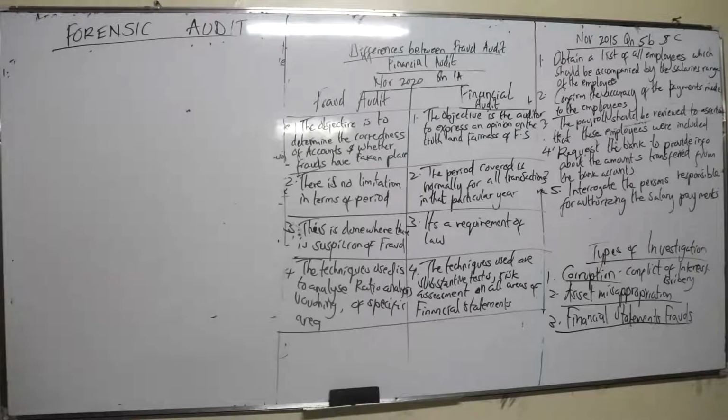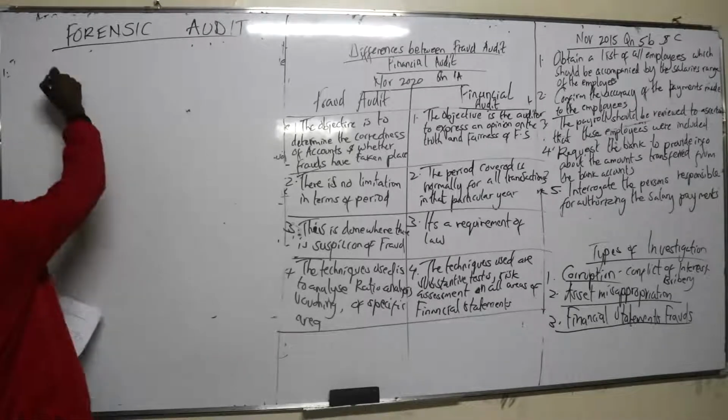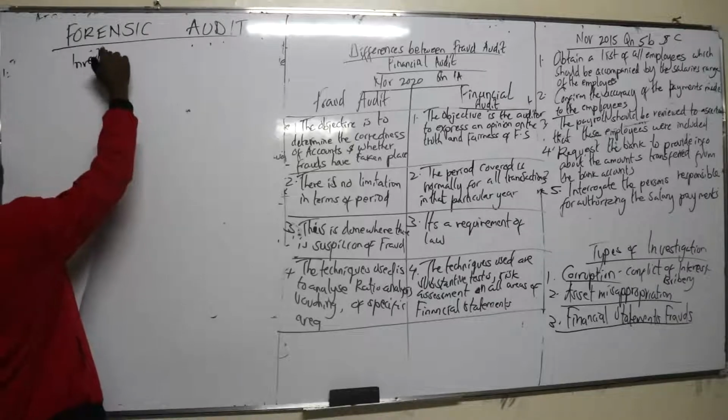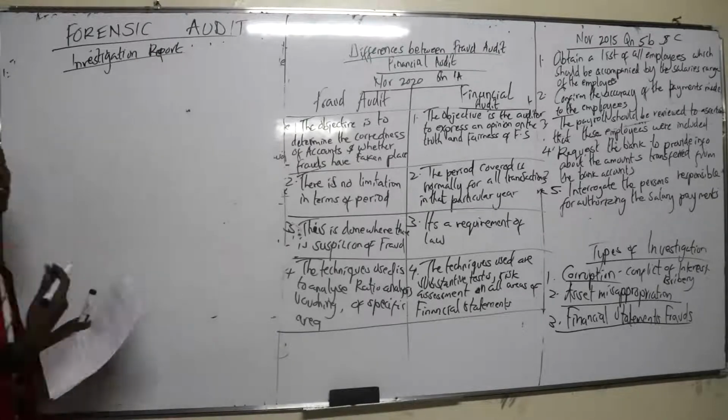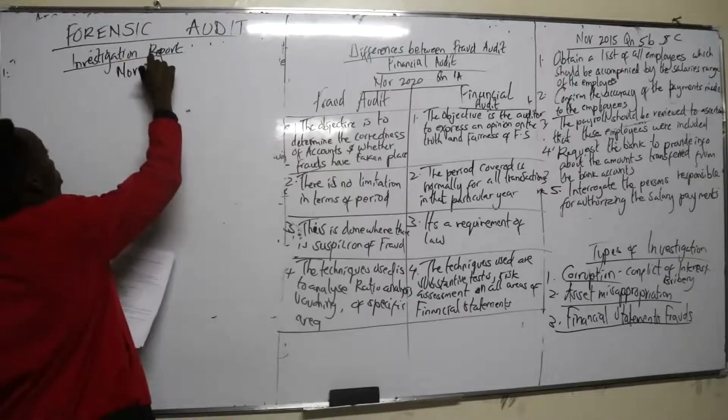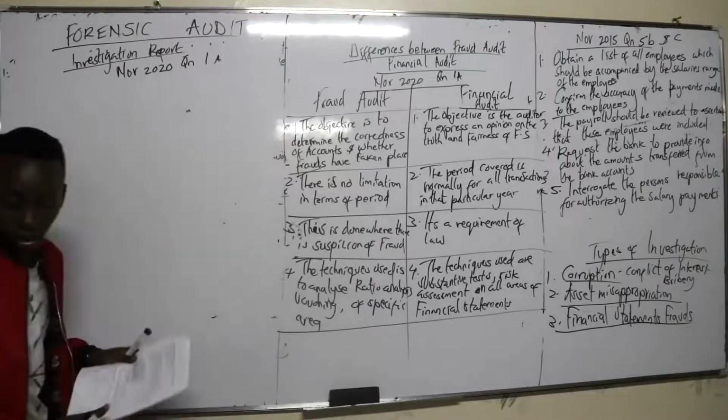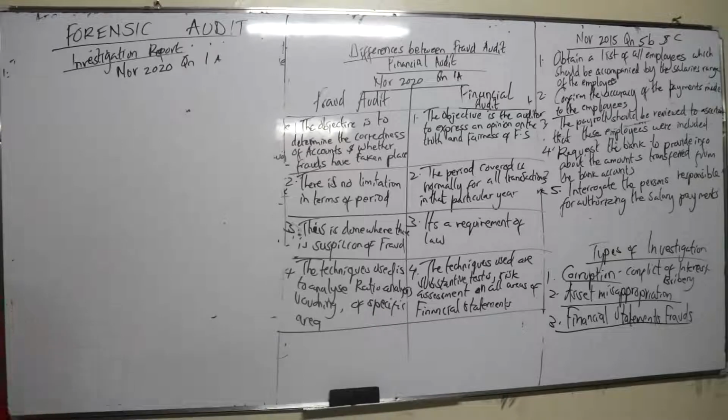That question was actually asked also under November 2020. So this is on the basis of the investigation report, whereby you have conducted the investigation and now you have the findings. So this is November 2020, question 1A. First of all, you have to think in line with what should be stated in such an investigation report.